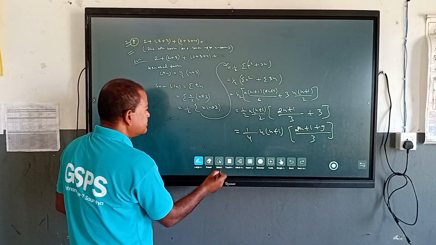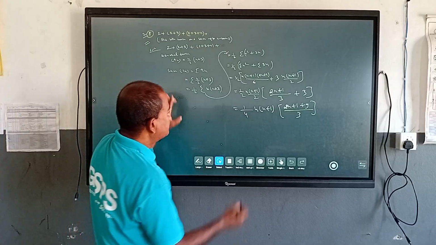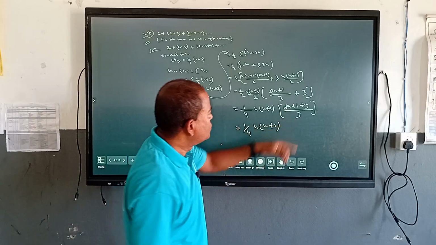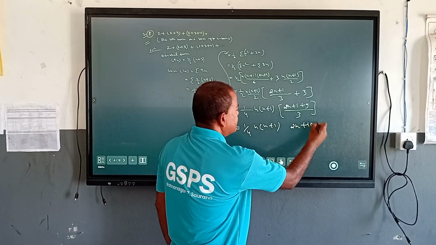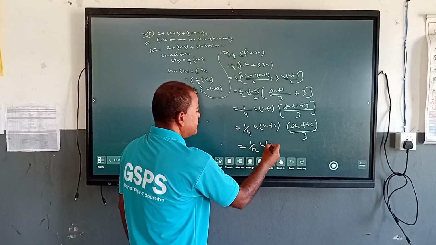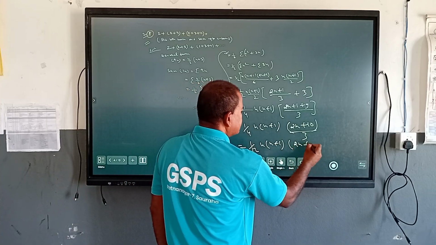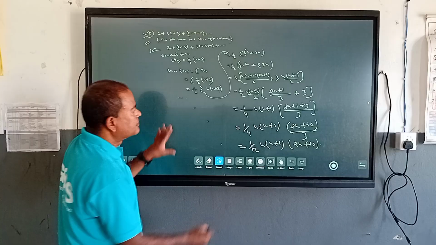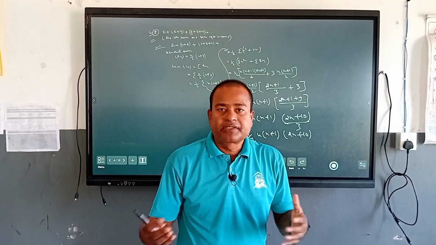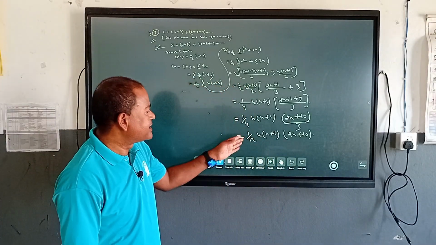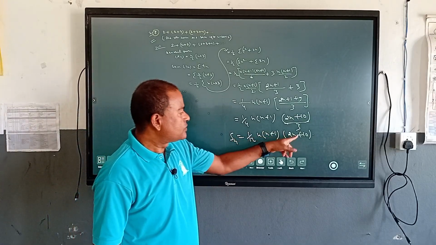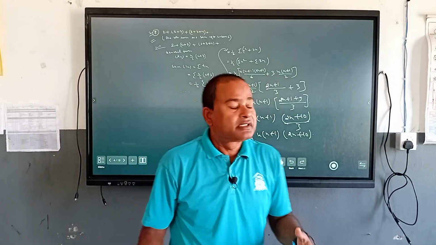Dear students, now after simplification we get 2n plus 9 plus 1, means 10, over 3. So the final answer is, 4 3s are 12, 1 by 12. So dear students, the required solution, that means the sum to n terms, or we can say the sum of the first n terms of the given series, is Sn equals 1 by 12 times (n plus 1) times (n plus 10), which is the solution of the given question.